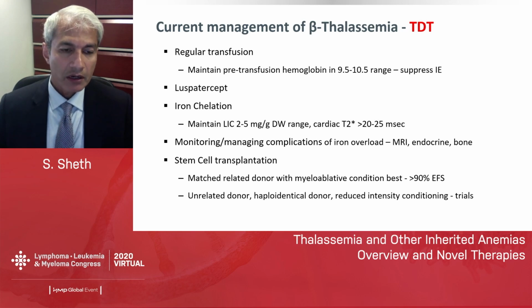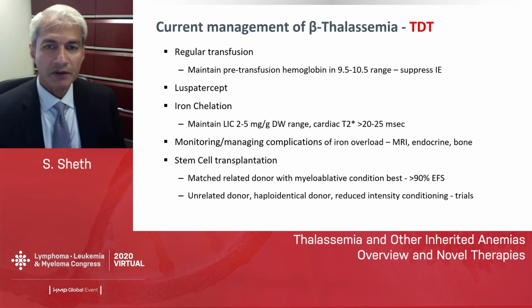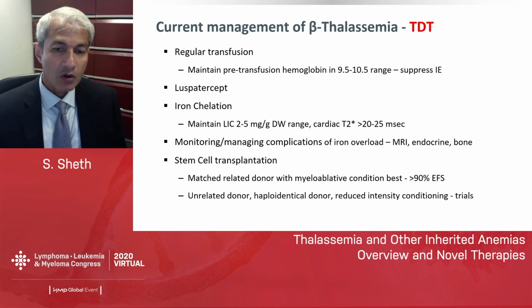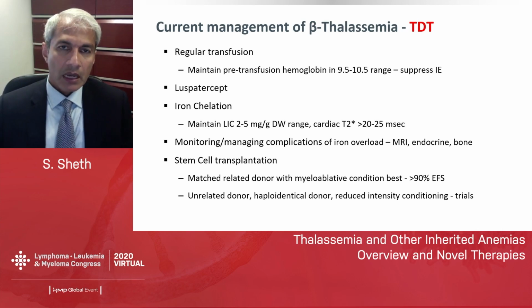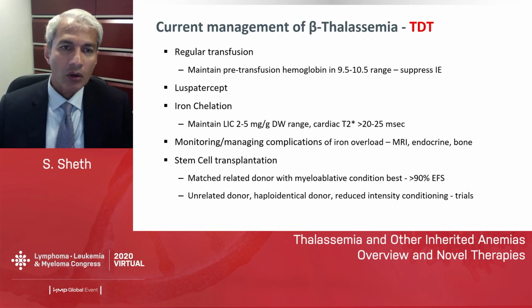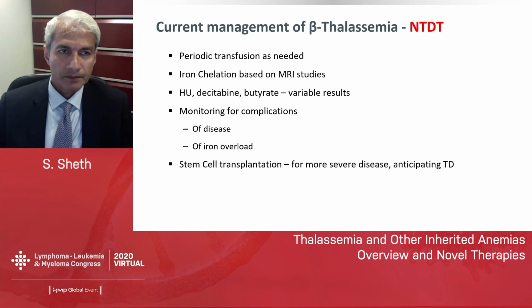The best results are when you have a matched related donor with myeloablative conditioning, and this results in a greater than 90% event-free survival. And recent studies have shown almost 100% overall survival as well. Transplants with unrelated donors, haploidentical donors, or reduced intensity conditioning are all in trials. The results of those are getting better, but are still not that great, and so not really ready for prime time as of yet.